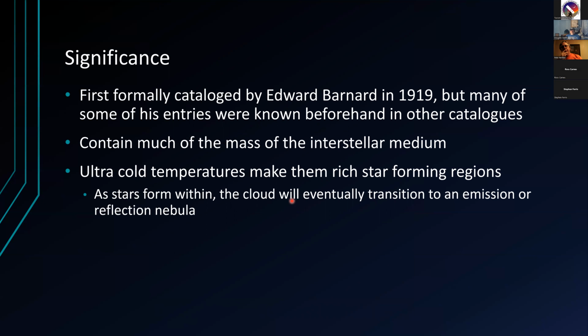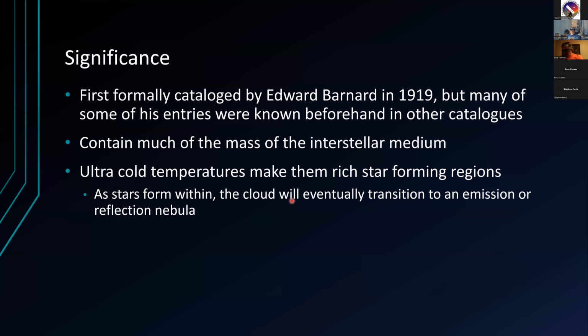And these dark nebulas contain much of the mass in the interstellar medium that's not in a star. So if you've seen pictures of the Milky Way and you see all these dark spots and long trains like the Pipe Nebula, all of that is dark nebula. So a great portion of the Milky Way that we see is dark nebula, just to give you an idea of just how much mass is in these objects.